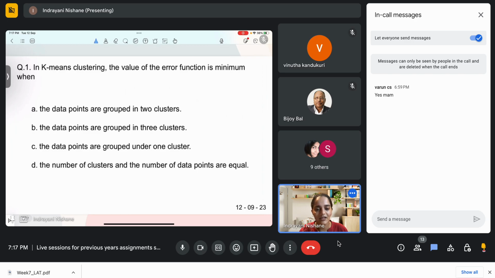Okay, so this week's content is fairly simple. We have revised everything in a nutshell very quickly, and now we are moving on to the problems. I think one point I forgot to mention about error functions when we were discussing k-means. No worries, we can discuss it now.